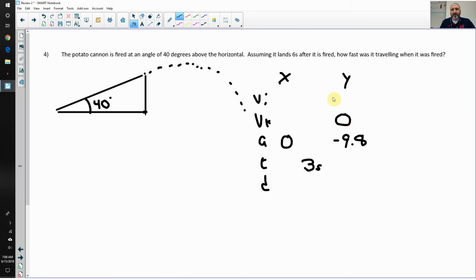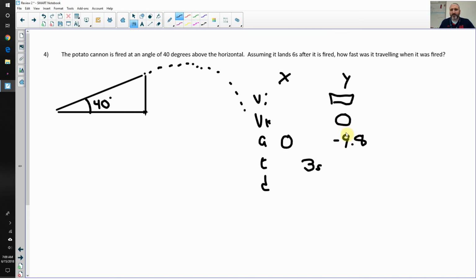If we can figure out what's happening in the y dimension, we can figure out what's happening in the x dimension, and we can figure out what's happening for the hypotenuse. So all we need to do is figure out the VI in the y, and then we can use trigonometry to figure out the VI in the actual hypotenuse. So, with that said, let's go to work.